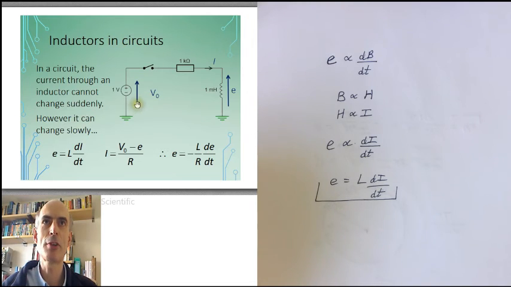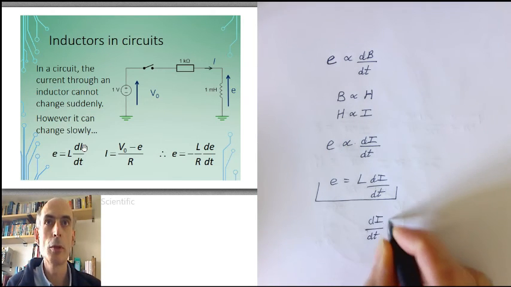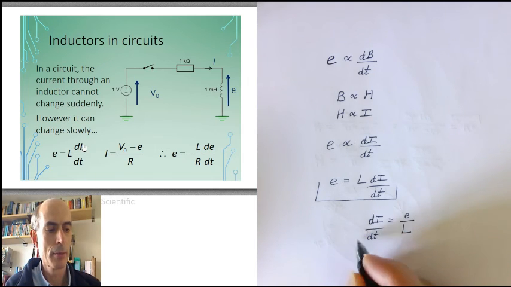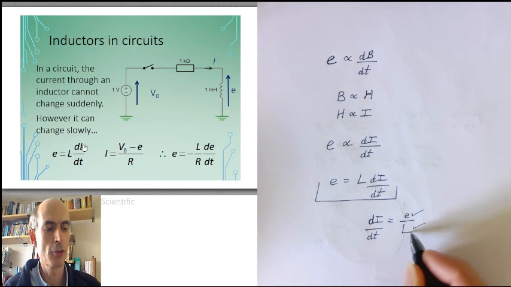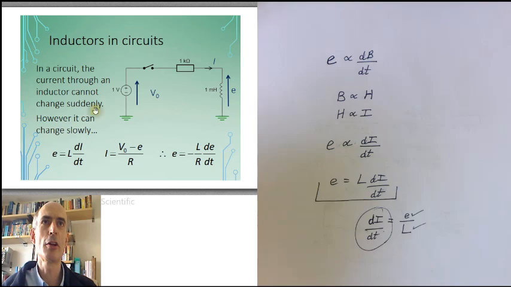However, place a voltage across an inductor and the current will be changing. di/dt will be E over L. And if there's a voltage across the inductor and it has an inductance, the current will be changing. And the current will start to increase through this inductor.